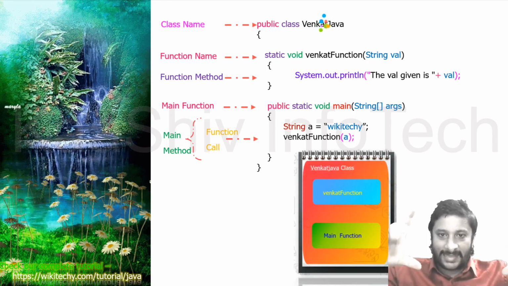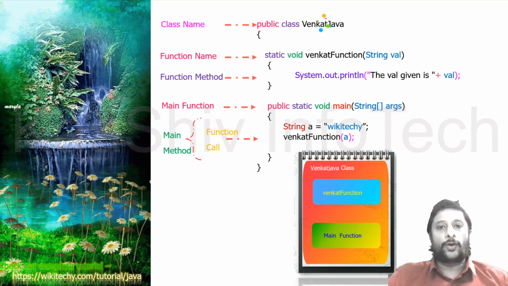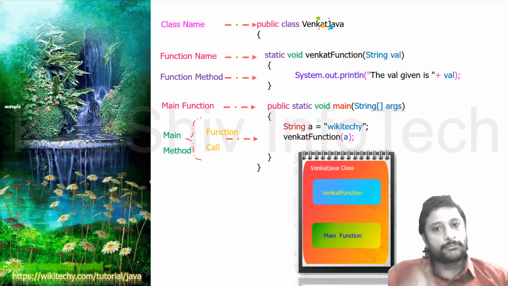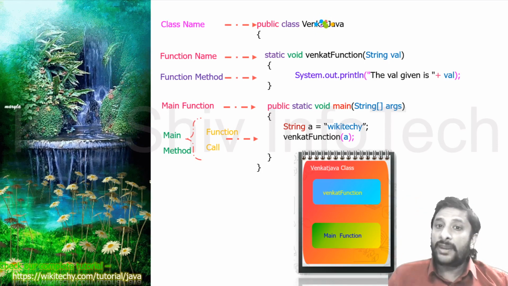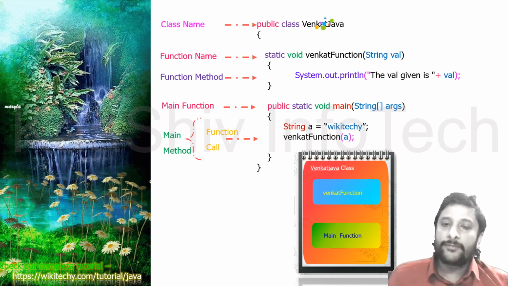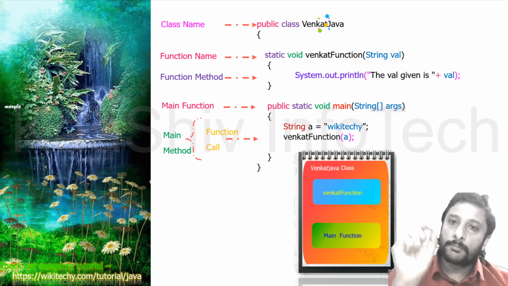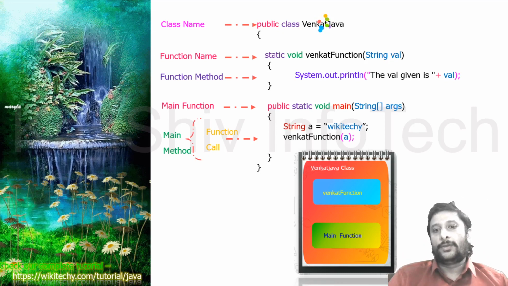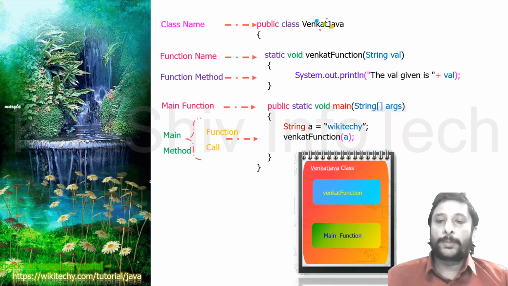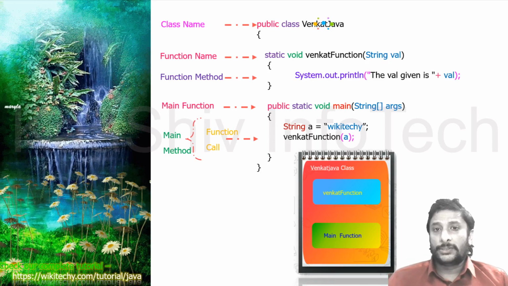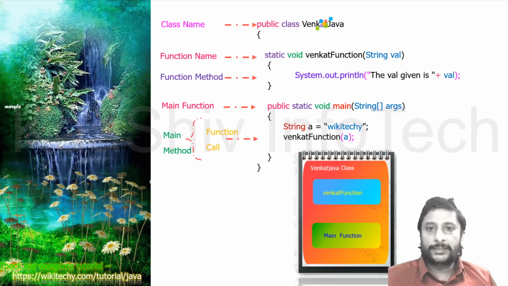I've got a class, and inside that the Venkat function and the main function. Two things are there. The main function must always be present in every program. So now I've got this structure. Now let's see how the program is going to execute.